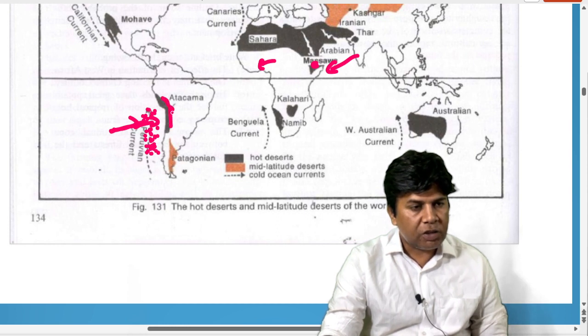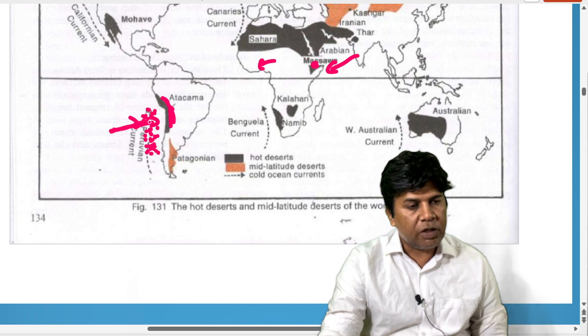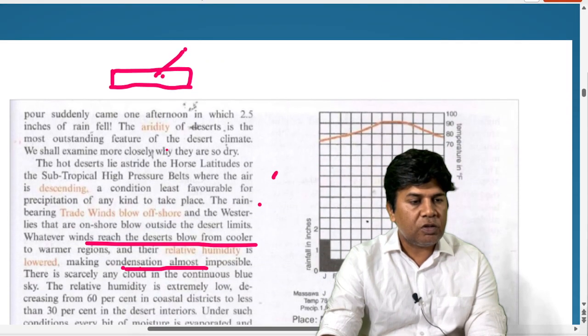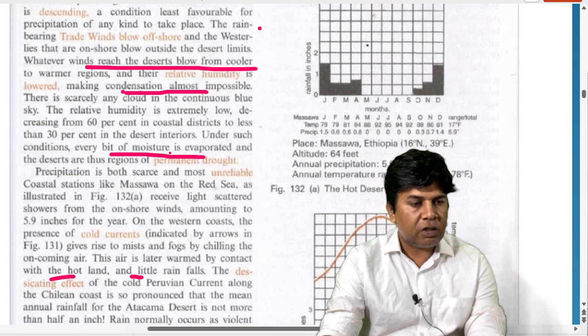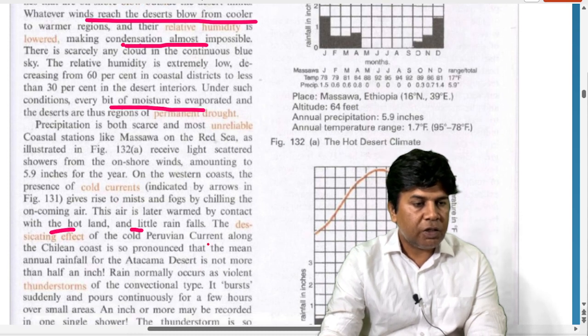But because of the presence of this cold current, whatever moisture is present in these winds gets condensed over the cold current itself. That's why by the time this air reaches this place, it has already lost its moisture. So only a little bit of rainfall takes place in these places. That's why this is called the desiccating effect of the cold current. So this cold current is also one reason why exactly these areas are deserts.